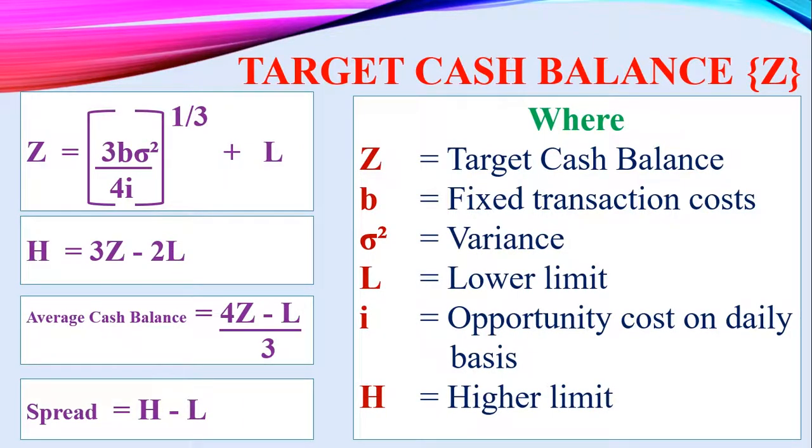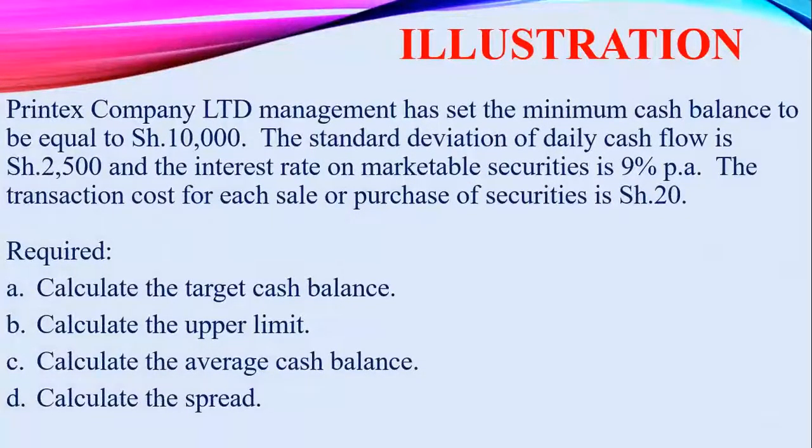So I have already mentioned what Z is, what L is, and the same to this particular formula. Now, having looked at how you obtain the target cash balance, let's look at an illustration to see how you can apply these, or how basically you can solve questions on the Miller-Orr model.